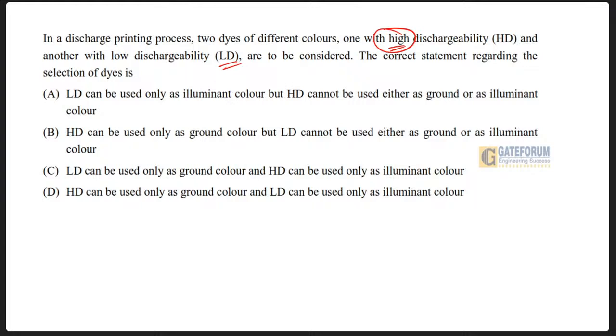The correct statement regarding the selection of the dyes is: LD can be used as illuminant color, but HD cannot be used either as ground or as illuminant color. Second option is HD can be used as ground color, but LD cannot be used either as a ground or as an illuminant color. The third one says that LD can be used as a ground color and HD can be used as an illuminant color. The fourth one says that HD can be used as ground color and LD can be used only as an illuminant color.